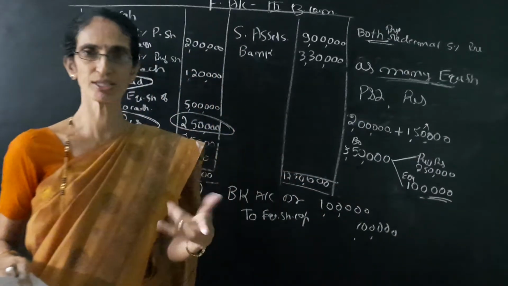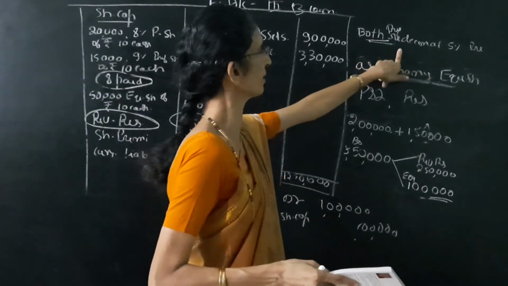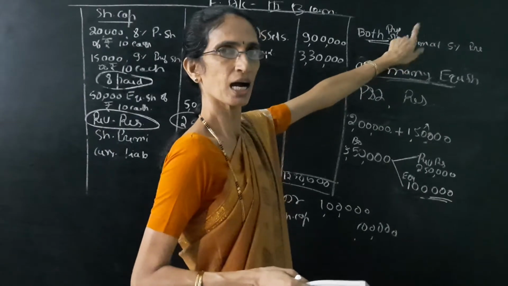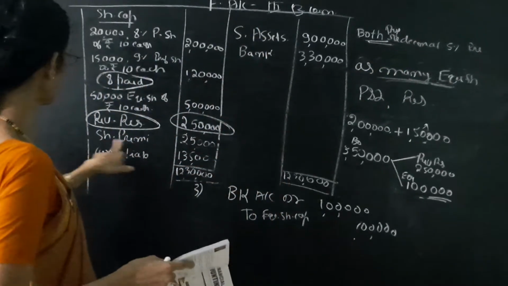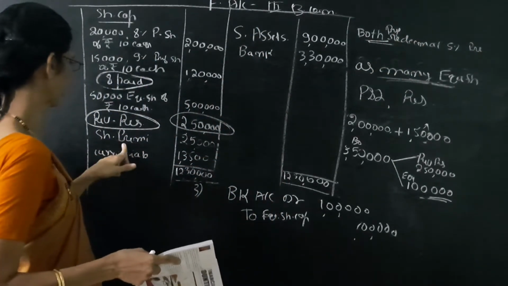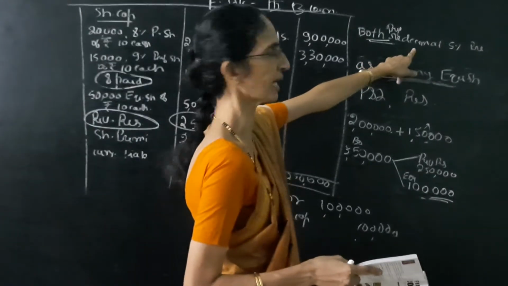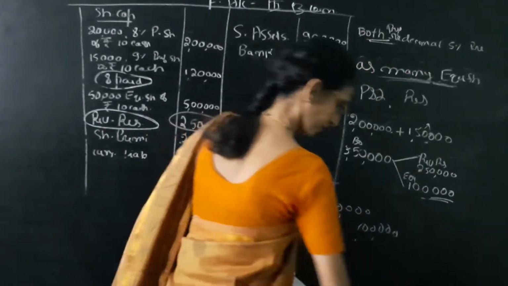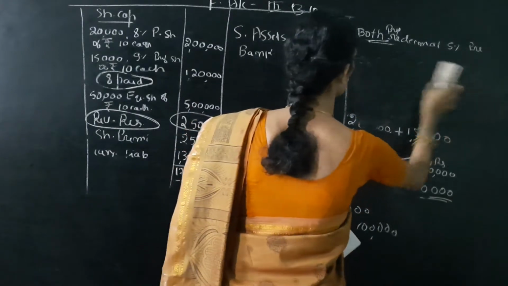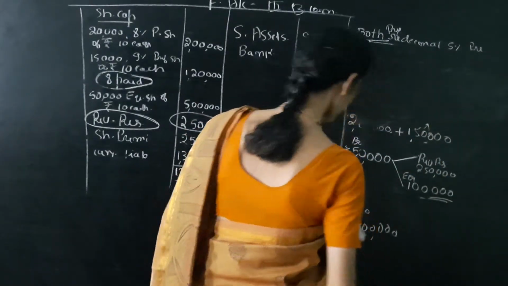Next entry is, as we know, premium is given. Next entry is for premium. How to redeem the premium? Out of the share premium account. Here there is share premium, so no problem to redeem the shares at a premium. So next entry for premium.